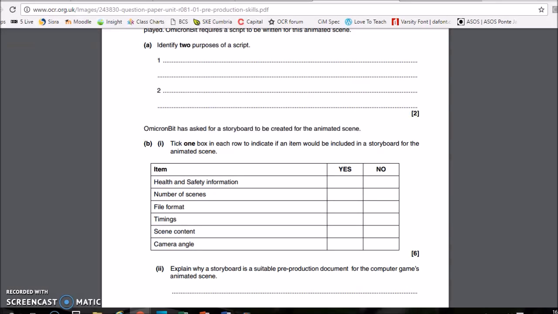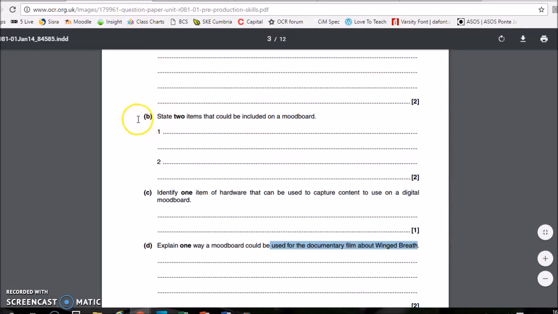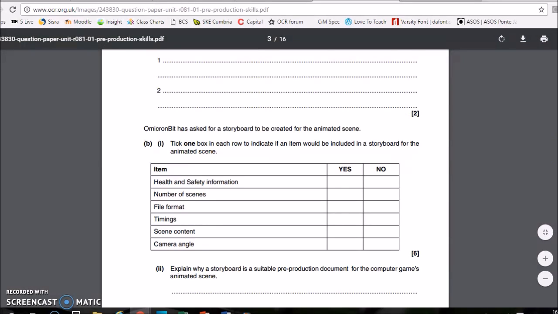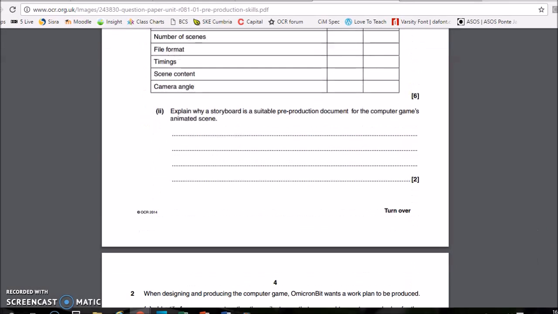Part B says to tick items that will be in a storyboard. So essentially that is the same question as part B there. It's just asked in a different way. And you've got 6 options there, 1 mark if you get it right, no marks if you get it wrong. And then again, the next question then is explain why a storyboard is a suitable pre-production document for the computer game's animated scene.